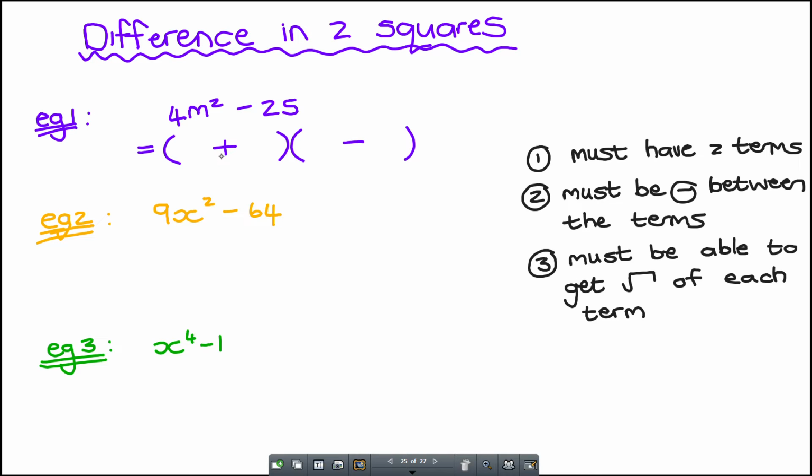Okay. So we'll have two brackets. The one with a plus, one with a minus. Can I get the square root of 4m squared? Yes, that would be 2m. So then I write 2m first in every bracket. Can I get the square root of 25? Yes, it would be 5. So I write 5 second in each bracket. Yeah? Okay, and that, people, is it. That was factorizing. Okay?